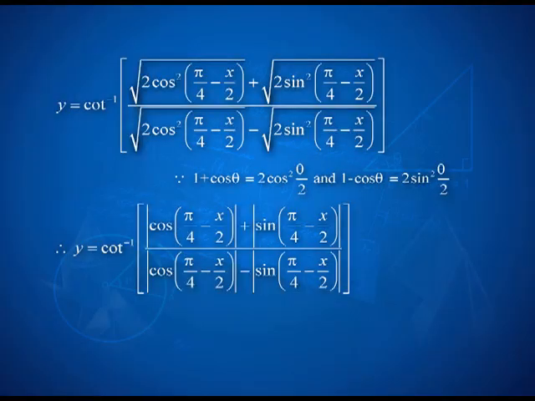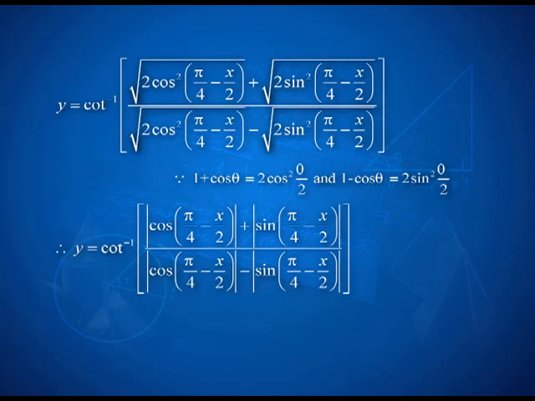So, what do we know about cos of pi by 4 minus x by 2 and sin of pi by 4 minus x by 2? Are they positive or negative quantities? Remember, there was a condition on x. x is strictly between 0 and pi by 2. So, x by 2 is strictly between 0 and pi by 4. Do you think then we can say that cos and sin of pi by 4 minus x by 2 are both positive quantities, and therefore, y simplifies to be cos of pi by 4 minus x by 2 plus sin of pi by 4 minus x by 2 divided by cos of pi by 4 minus x by 2 minus sin of pi by 4 minus x by 2.